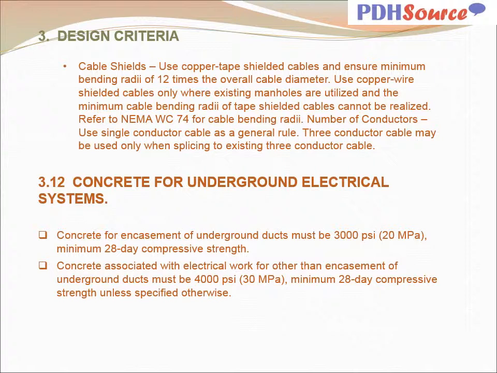Concrete for encasement of underground ducts shall be 3000 psi, minimum 28-day compressive strength. Concrete associated with electrical work for other than encasement of underground ducts must be 4000 psi, minimum 28-day compressive strength, unless specified otherwise.